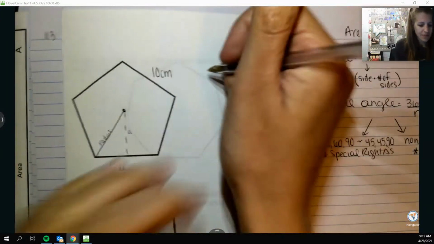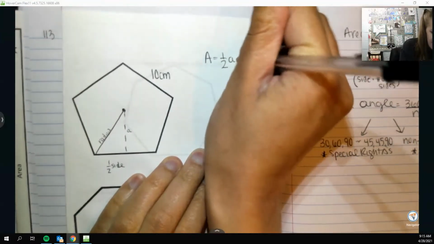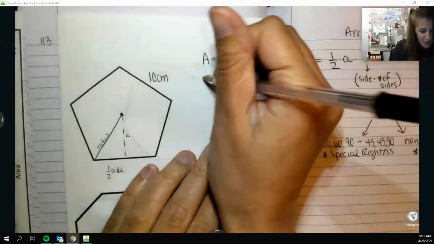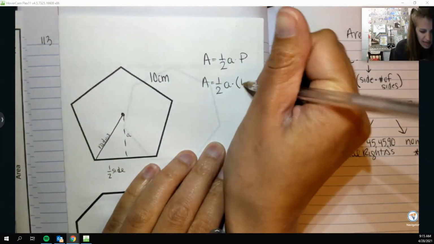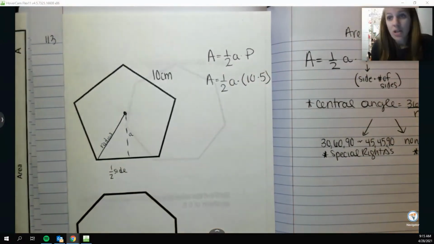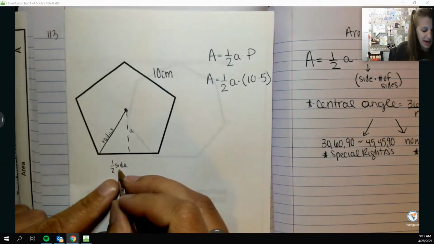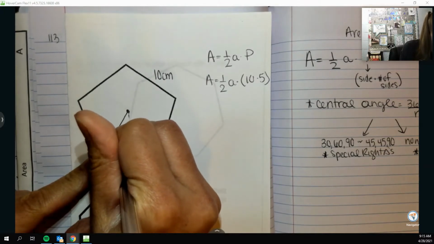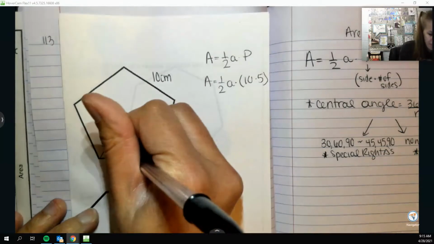They gave me one. We're going to do half apothem times perimeter. And since they told me the side, I can already know the perimeter, because we're going to do 10 times 5, because there are 5 sides. So the problem is I need the apothem. So if we come down here and think about our half side, this side length is 5 on my little baby right triangle. And that will help me to find the apothem.